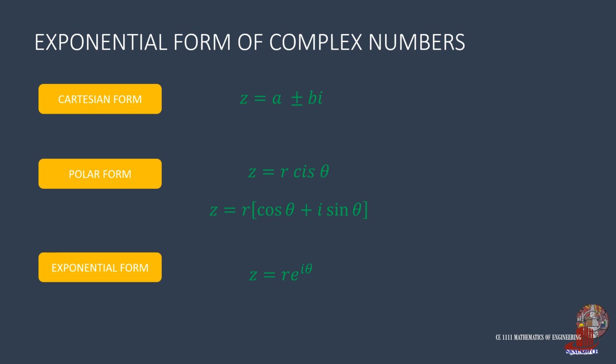For the first form, the important parameters are the real and imaginary coefficients, a and b. The polar form works with the modulus r and the argument theta. This is also true for the exponential form.